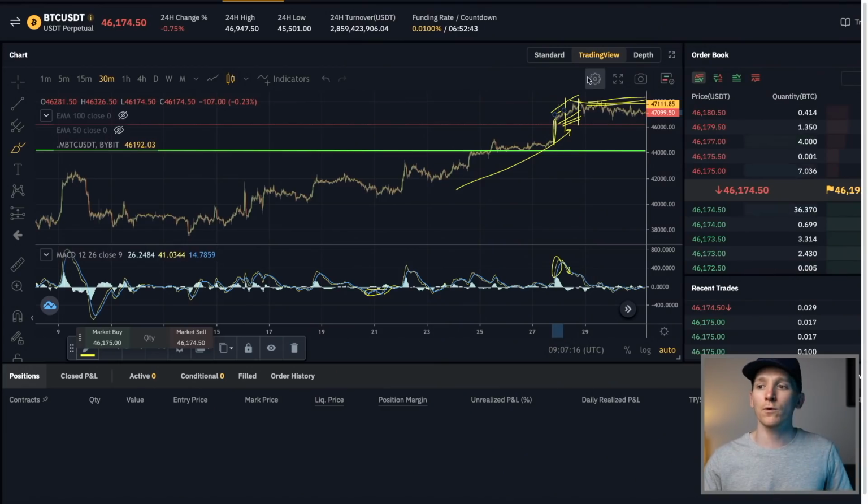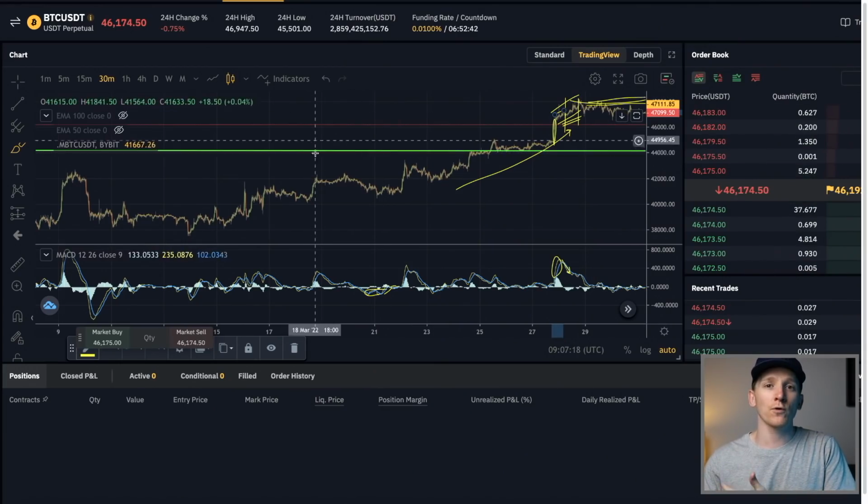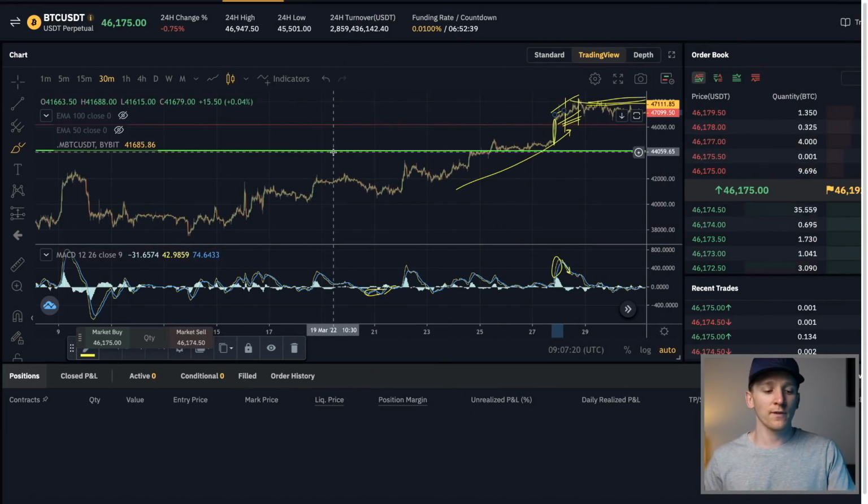MACD is not going to be right every time, and there are a lot of what's called false flags or false signals where it looks like you're going to change momentum, but then it kind of changes back again. So you have to use it with other signals. For example, definitely support and resistance lines, as you can see here. These are going to help you as well.